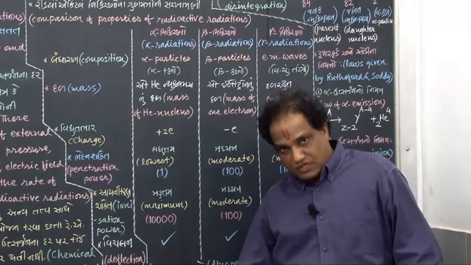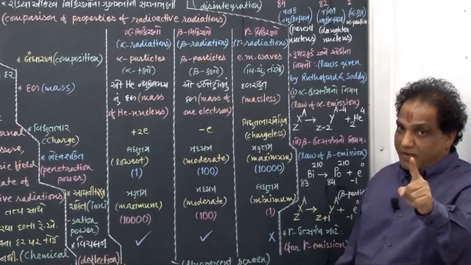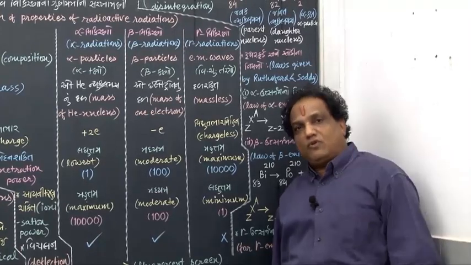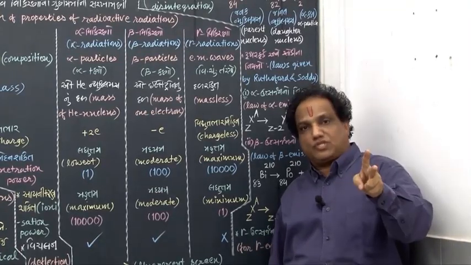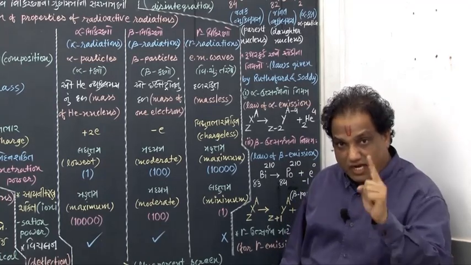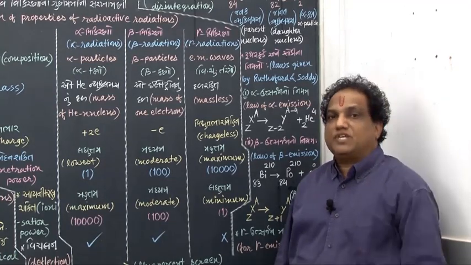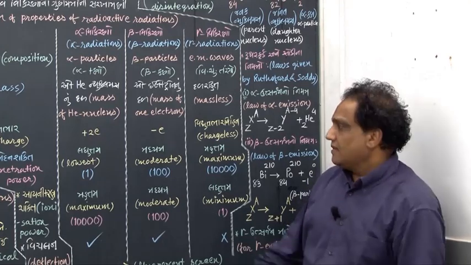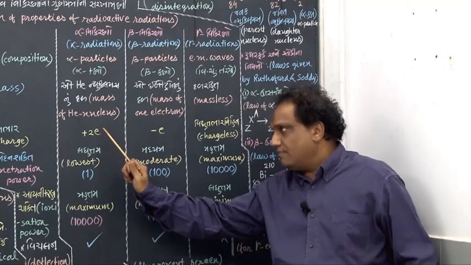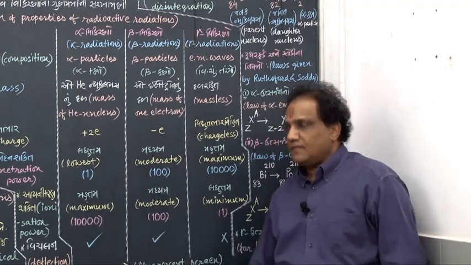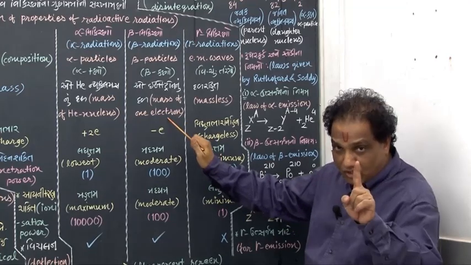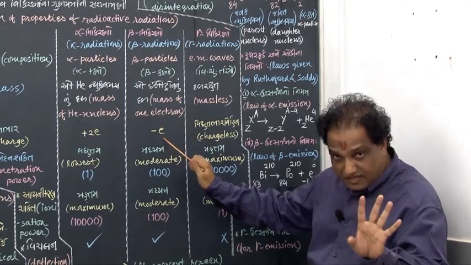What about charge? Charge of one alpha particle means charge of one helium nucleus. Inside a helium nucleus there are two protons and two neutrons, out of which the two neutrons do not have any charge. So whatever is the charge of two protons will become the charge of one alpha particle, and it is plus 2e. Charge of one beta particle is nothing but the charge of one electron, which is minus e.